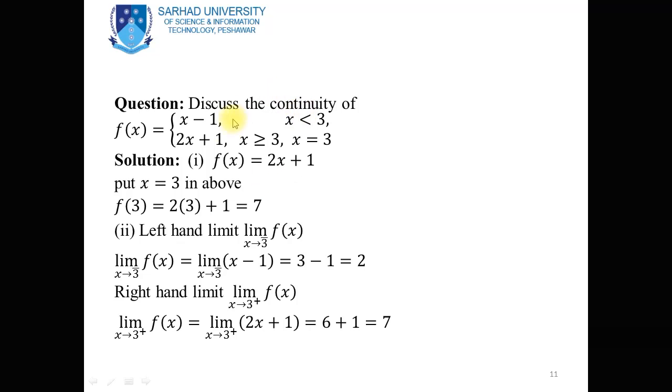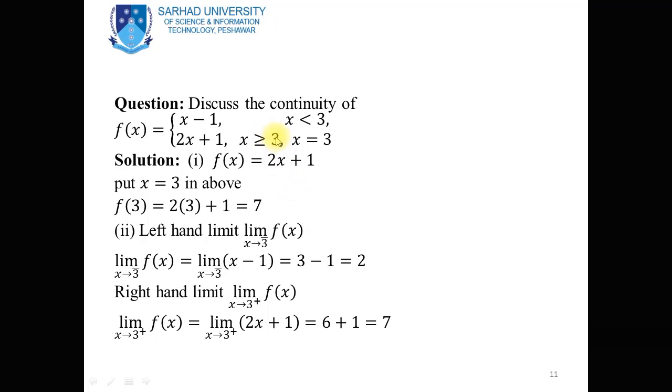One is the left hand limit and the other is the right hand limit. For the left hand limit, x less than 3 means we use this piece. So limit x tends to 3, x minus 1, putting x equal to 3 in this piece, 3 minus 1 is equal to 2.